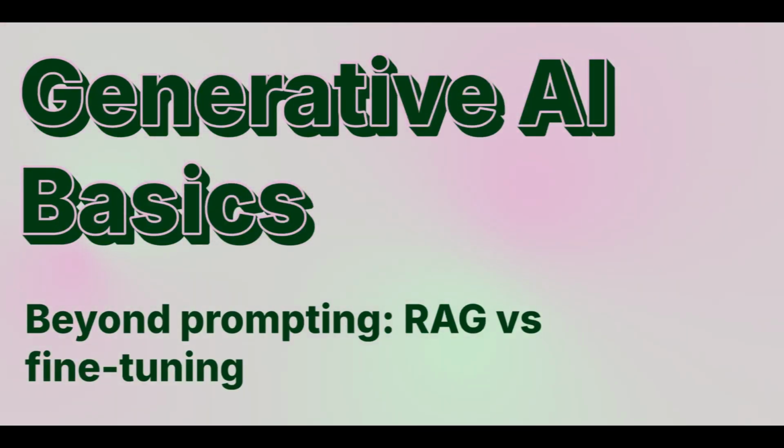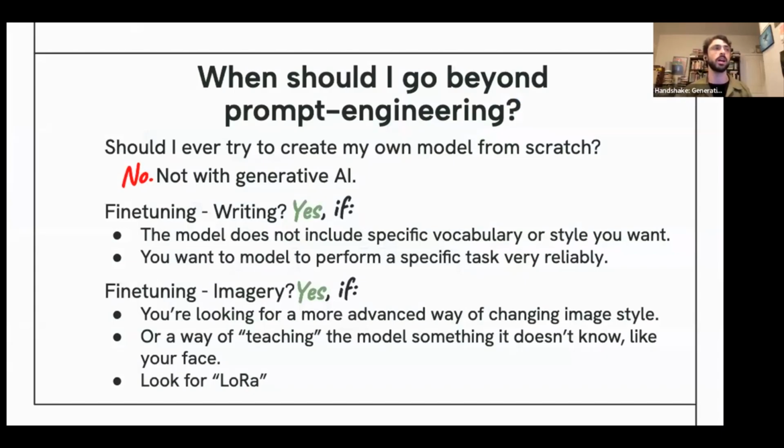We're trying to get a bit deeper into the stack, the layers of different components that make up an application, including a generative AI application. So one, should you ever create your own model from scratch? With generative AI, for everyone here, including myself, basically no. You're always going to work from someone else's model.